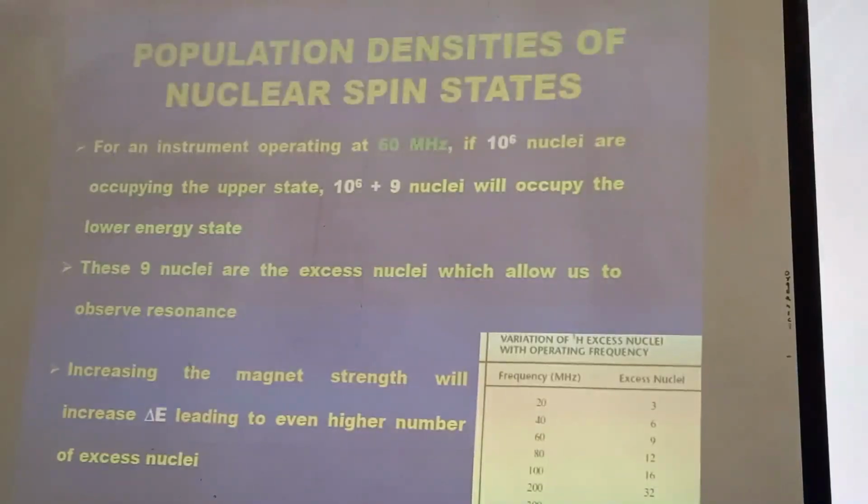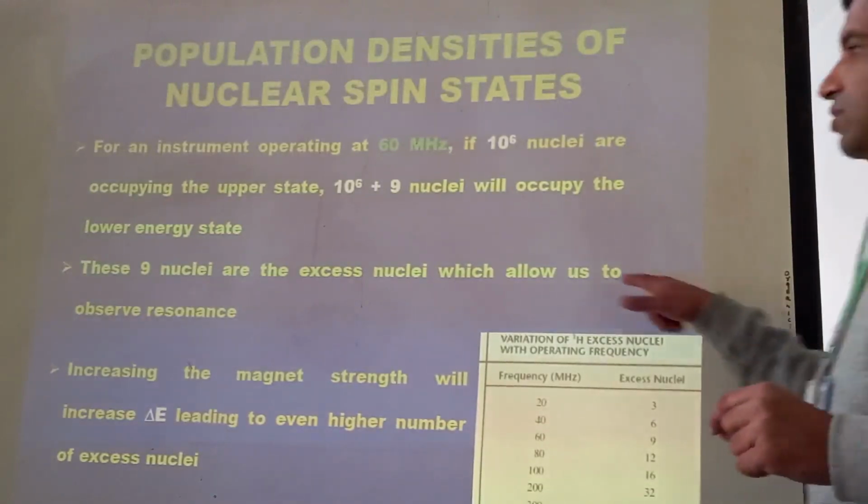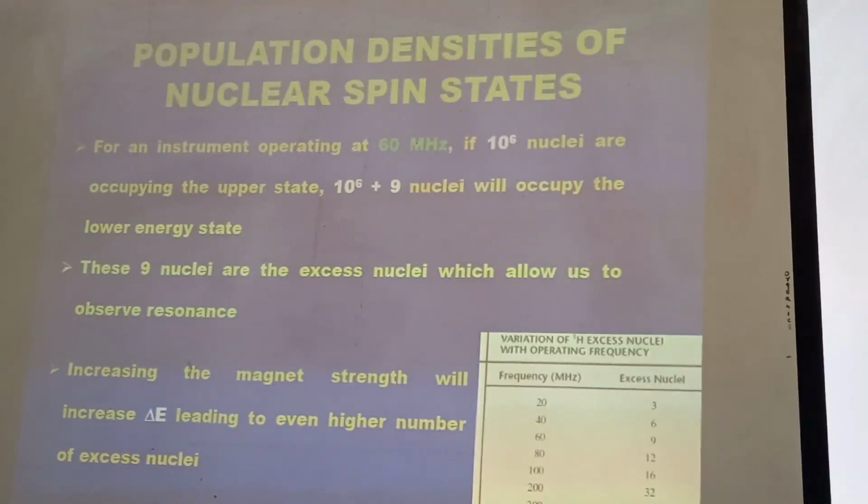These 9 nuclei, which are in excess in the alpha state, they allow us to observe resonance. So now you know the importance of excess nuclei in the alpha state. What it means is that if there is no excess nuclei in the alpha state, then we won't have any signal. We will not see any signal. Why? Because we won't observe any resonance. Because it's only the excess nuclei that allow us to observe the resonance.